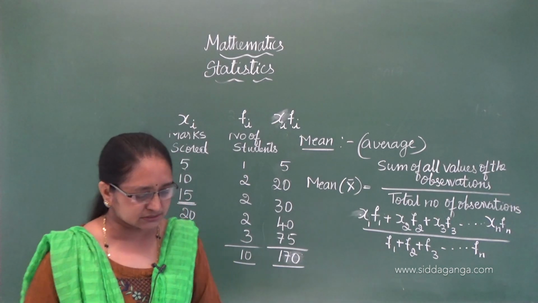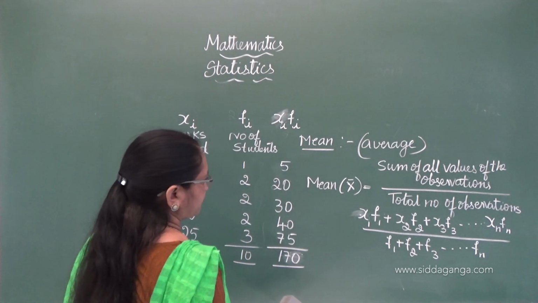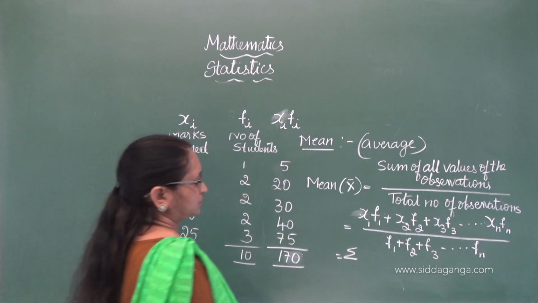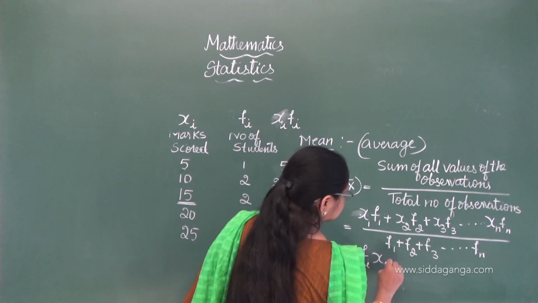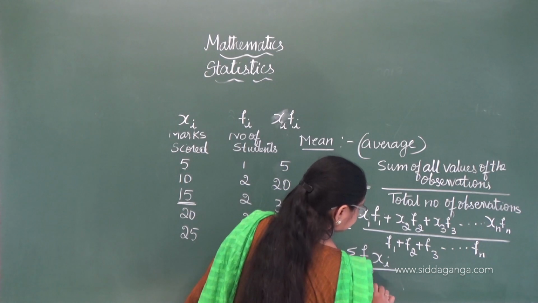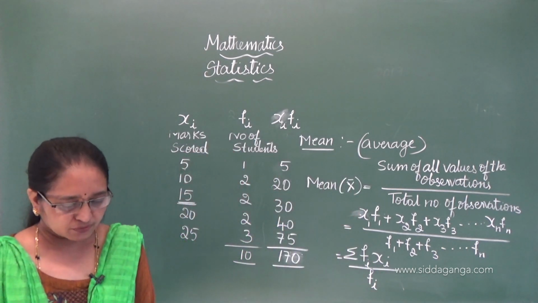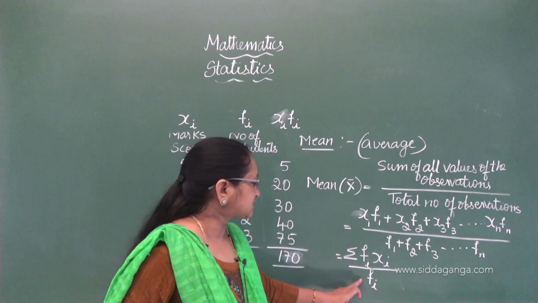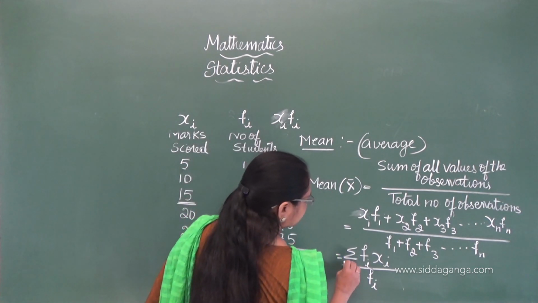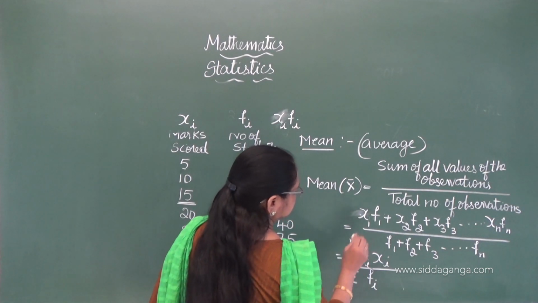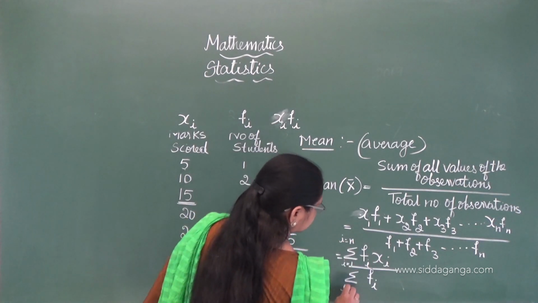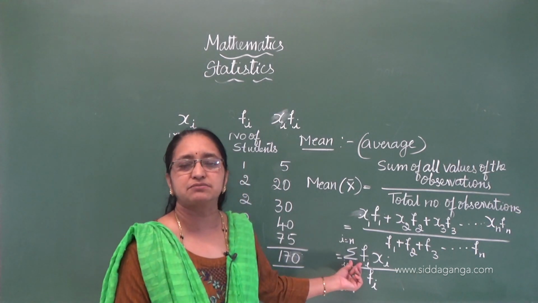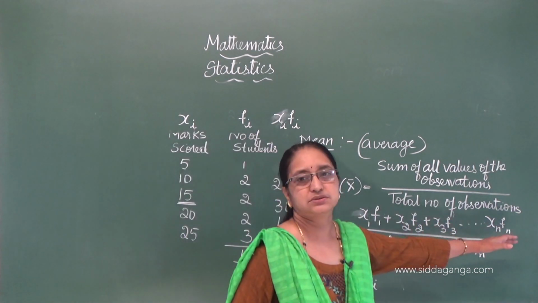So now I am going to represent this as sigma fi xi divided by sigma fi. Here, what is sigma? So here i is equal to 1 to n. See, this is summation. What is the meaning of this sigma? It is summation, means sum of all.